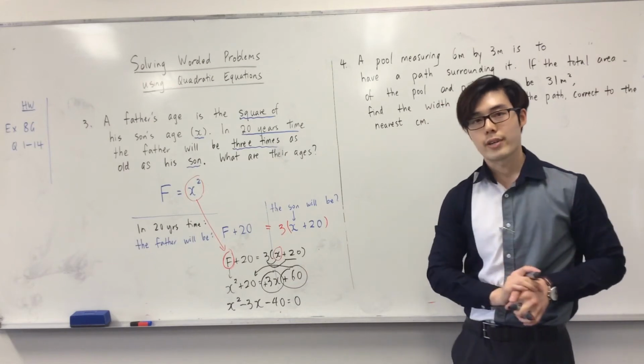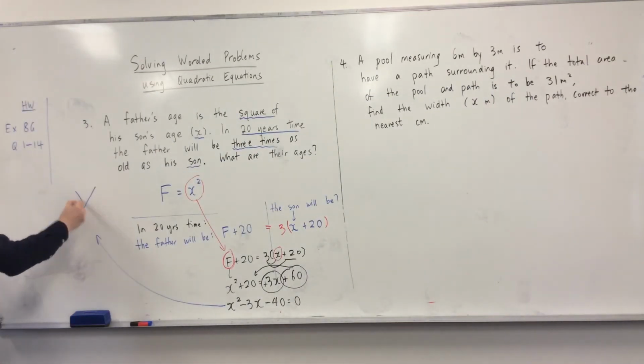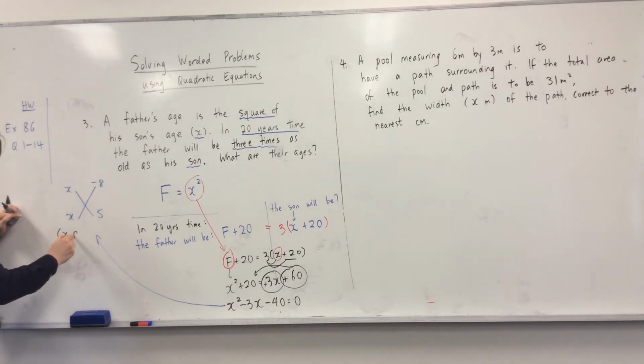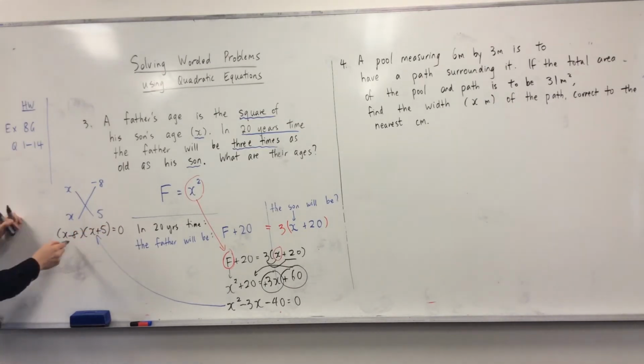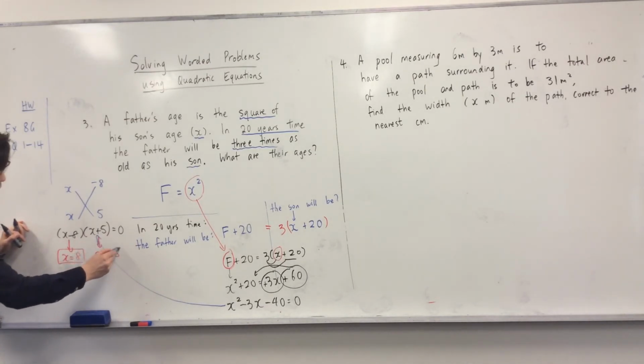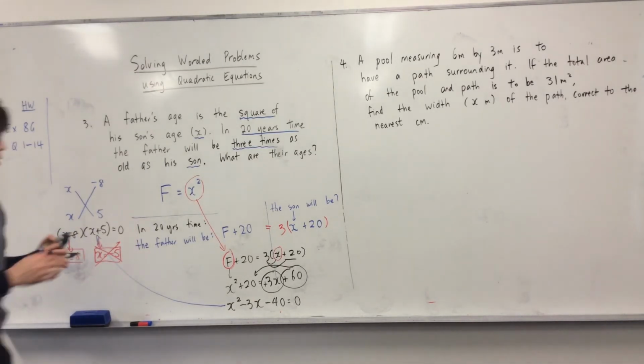And now we just need to solve for x by factorizing it. Let's just factorize that quickly. x minus 8, x plus 5 equals 0. So therefore, from here, x is equal to 8. So the son is either 8 years old or x is equal to minus 5 years old. But obviously you can't have minus 5 years old, so that's not your answer. This is your answer. So the son is 8 years old.